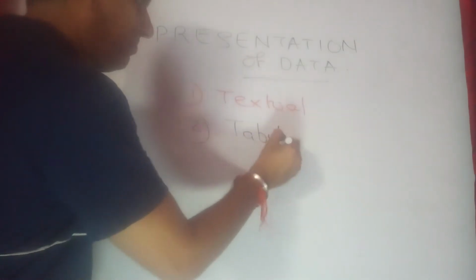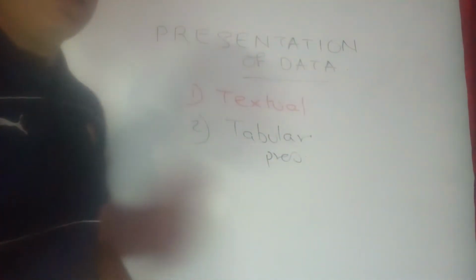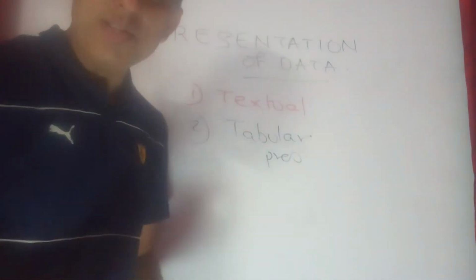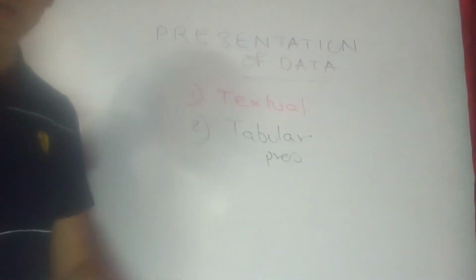Comes the next one, tabular presentation. That means with the help of tables. Now when you present the data with the help of tables, through rows, columns properly made as such, to make the things captivating, that is what we call it as tabular representation or presentation of the data.